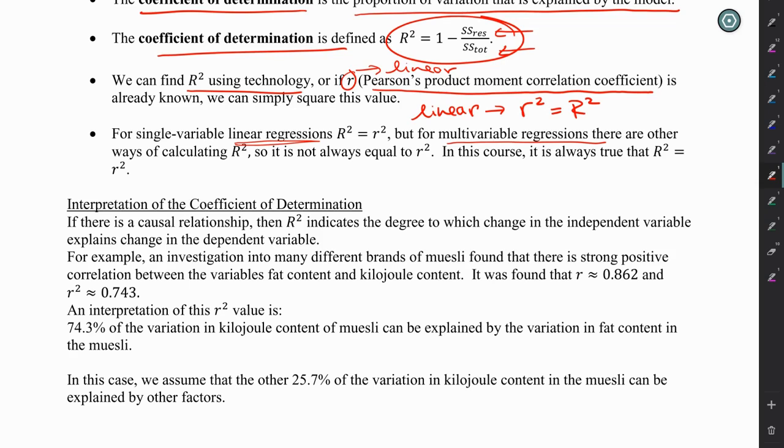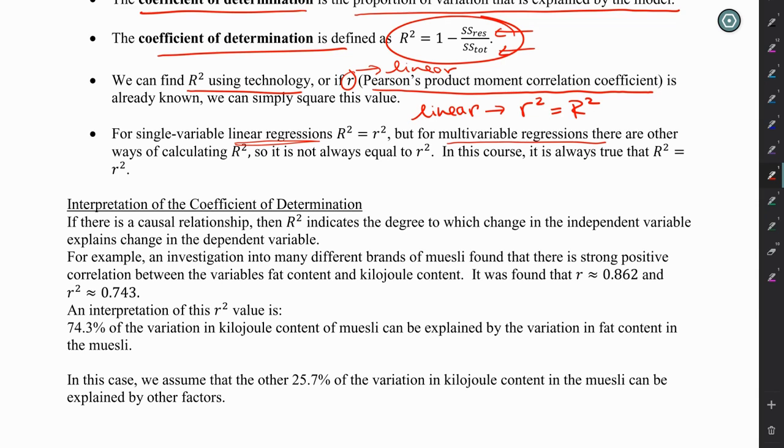So, the interpretation of the coefficient of determination. If there is a causal relationship, then r squared indicates the degree to which the change in the independent variable explains the change in the dependent variable. For example, an investigation into many different brands of muesli found a strong positive correlation between the variables fat content and kilojoule content. It was found that r is approximately 0.862 and r squared was approximately 0.743.